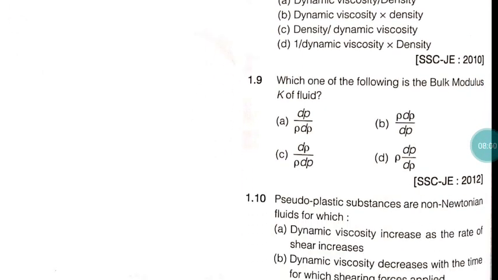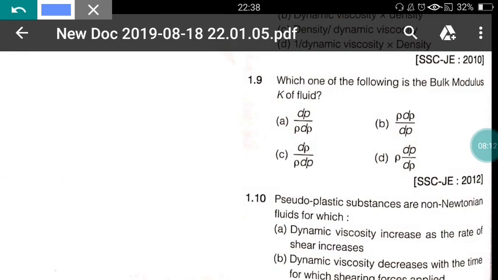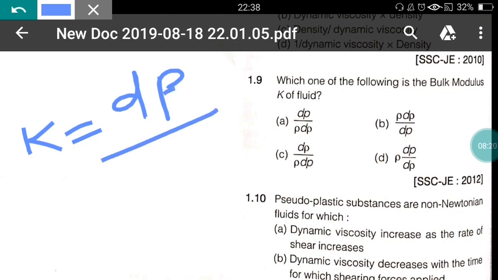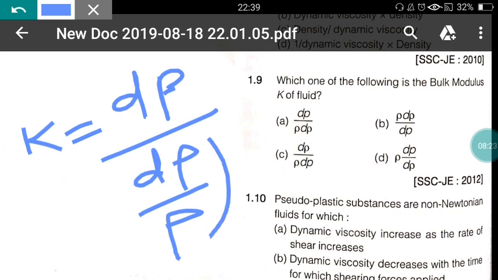Question number 9. Which one of the following is the bulk modulus K of a fluid? Option A, dP upon rho d rho. So just now we saw the bulk modulus formula, what is the formula? K is equal to change in pressure dP, it's not rho, it's P, dP upon d rho upon rho. This is the formula. So by looking at the options, the correct answer for this question is option D, rho into dP upon d rho.